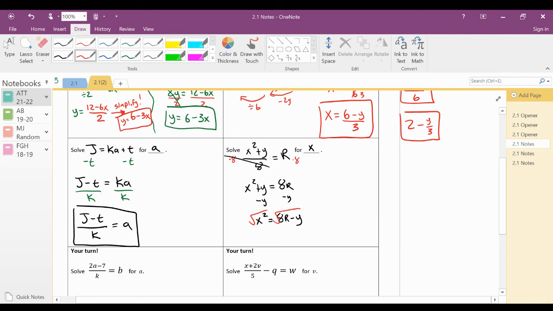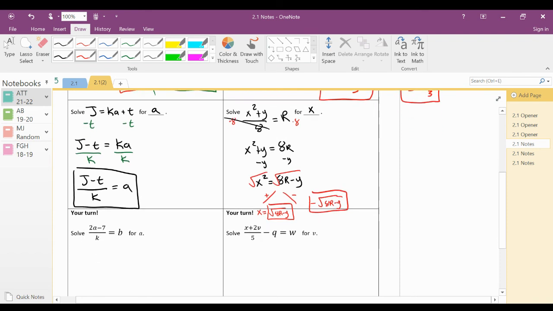So if I take the square root, remember that introduces both a positive and negative root when I'm taking the square root in an equation. So I get that x equals both the positive square root of 8r minus y, no idea what that is, and the negative square root of 8r minus y. And neither of those can be simplified, so those are my two very nasty looking final answers.